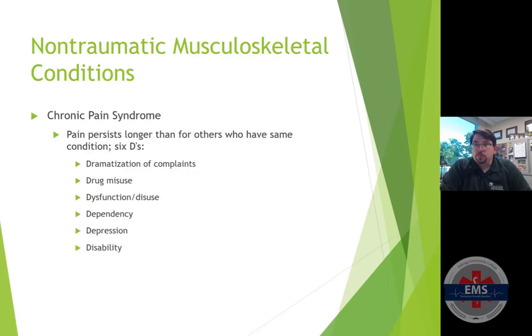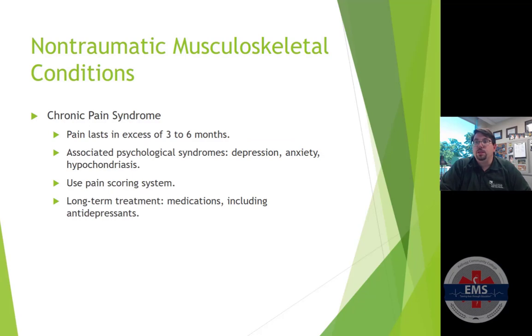Chronic pain syndrome is, in essence, pain that persists longer than others who have the same type of condition. So you've got an underlying condition, but the pain seems to stick around longer than normal. You might actually be diagnosed with chronic pain syndrome. It takes quite a bit to do that, and there are the 6 Ds that we deal with. We have dramatization of complaints. We typically see drug misuse, dysfunction or disuse, dependency, depression, and disability are all going to be issues associated with chronic pain syndrome.